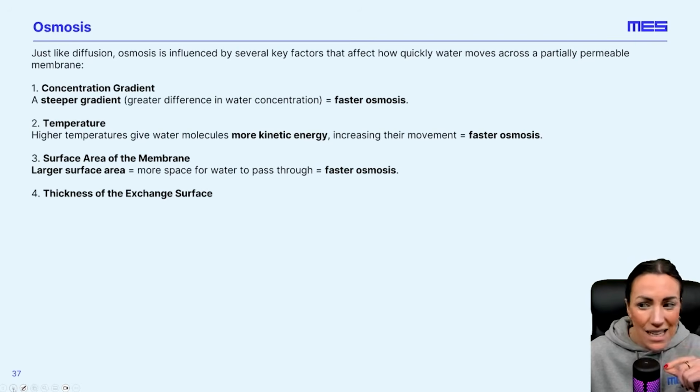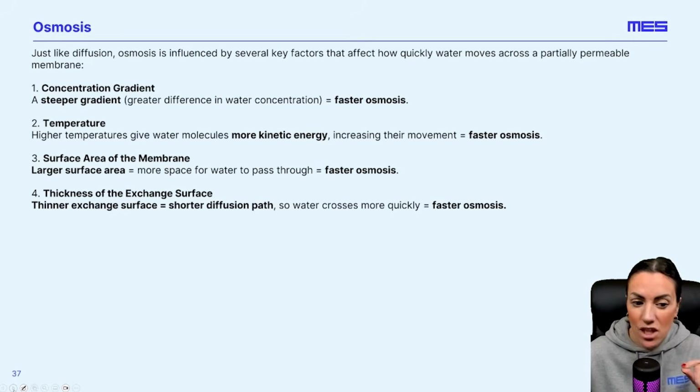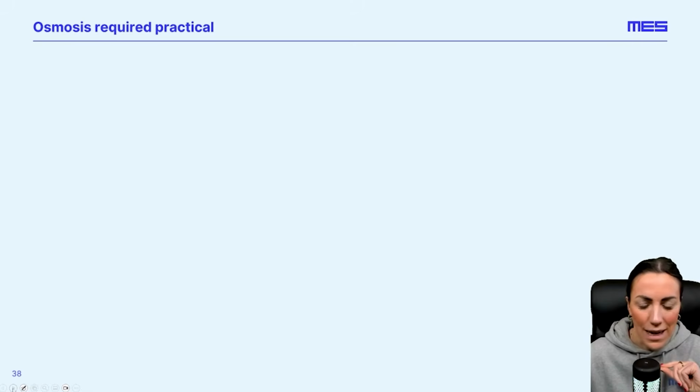The thickness of the exchange surface, again, is important because the water molecules are crossing over that exchange surface. So if the exchange surface is thinner, that is a shorter diffusion pathway or a shorter osmosis pathway, so water can cross more quickly. You're going to get faster osmosis if you've got a thinner surface over which osmosis is taking place.